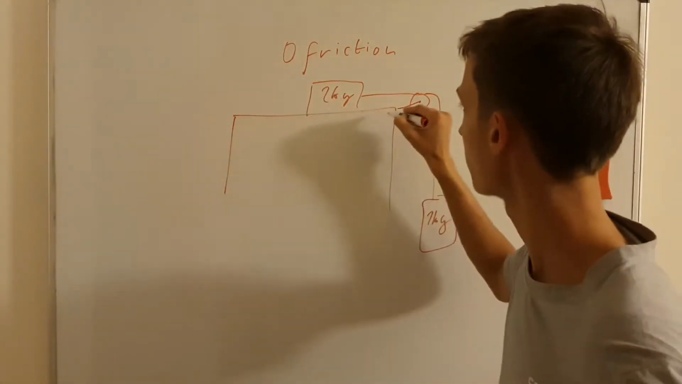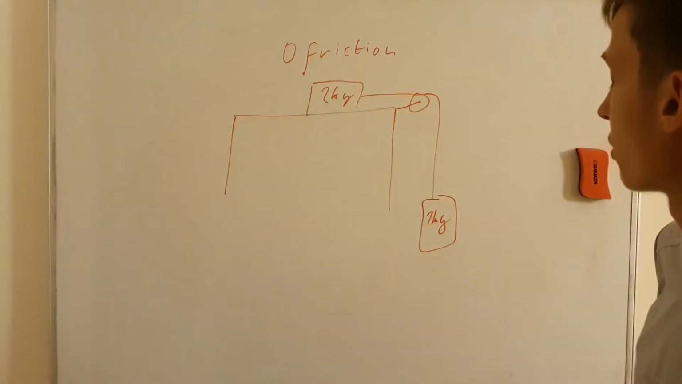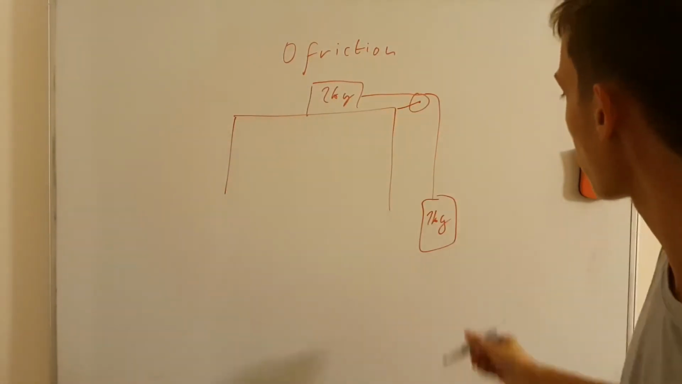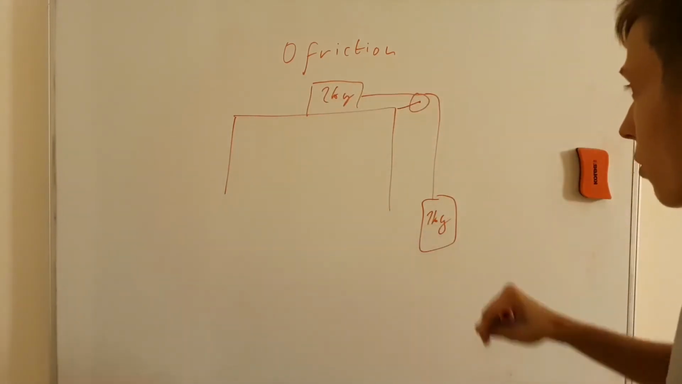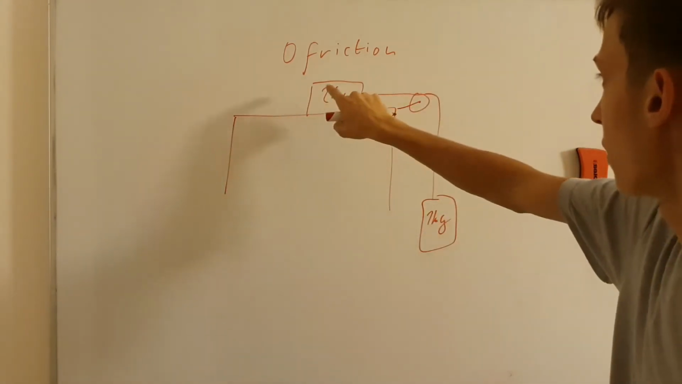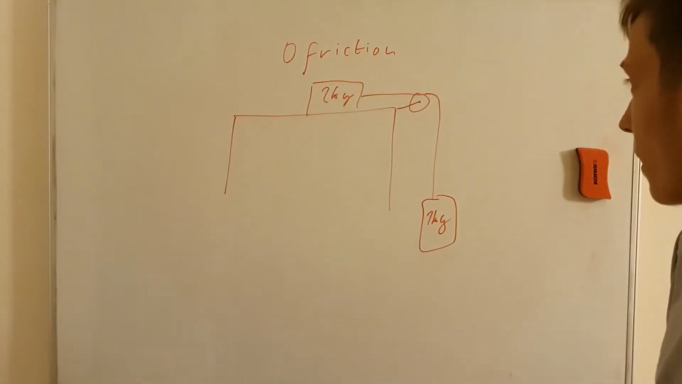And there's no friction on this surface. That means there will be no resistant force to the motion. The motion, of course, because this mass pulls this entire thing down, will be towards the bottom. It will be in the direction from the 2 kilograms to the 1 kilogram mass.